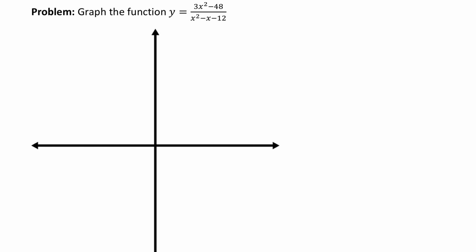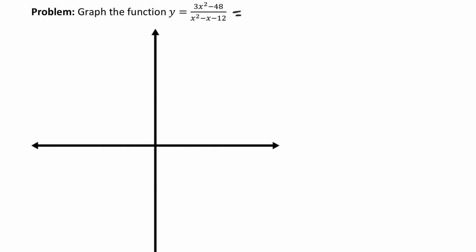So here we have the function y equals 3x squared minus 48 over x squared minus x minus 12. And I'd encourage you to pause the video and give it a try. At the very least, factor it down, see what the asymptotes might be, and even if you can't get the full sketch, at least get as much information about the graph as possible.